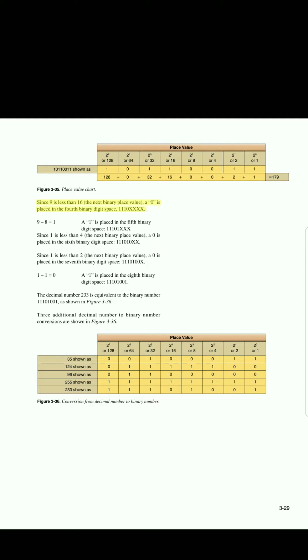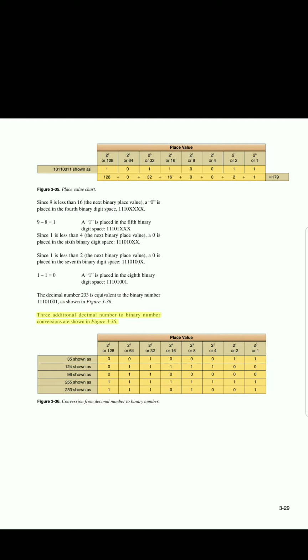Since 9 is less than 16, the next binary place value, 0 is placed in the fourth binary digit space, 1110xxxx. 9 minus 8 equals 1. A 1 is placed in the fifth binary digit space, 11101xxx. Since 1 is less than 4, the next binary place value, 0 is placed in the sixth binary digit space, 111010xx. Since 1 is less than 2, the next binary place value, 0 is placed in the seventh binary digit space, 1110100x. 1 minus 1 equals 0. A 1 is placed in the eighth binary digit space, 11101001. The decimal number 233 is equivalent to the binary number 11101001, as shown in Figure 3-36.